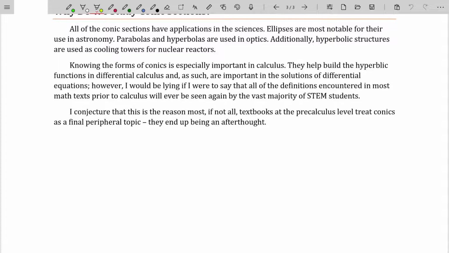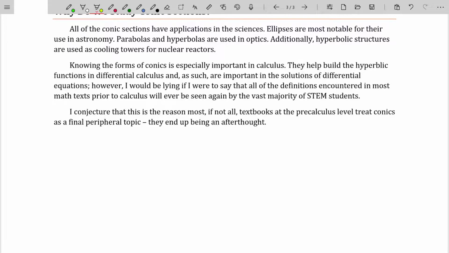Parabolas and hyperbolas are used in optics. Additionally, hyperbolic structures are used as cooling towers for nuclear reactors. That's why whenever you see a nuclear reactor, it has that kind of shape to it. It's hyperbolic paraboloid, or hyperboloid actually. Knowing the forms of the conics is especially important in calculus. They help build the hyperbolic functions in differential calculus, and as such are important in the solution of differential equations.